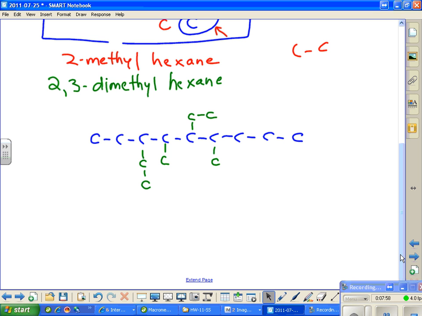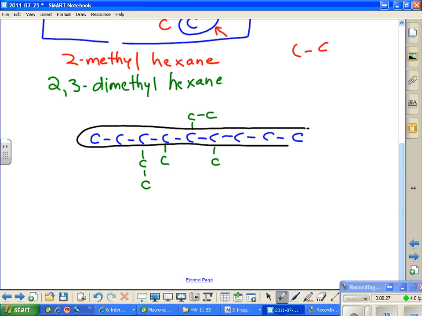Now, who's the longest chain? Who is it? Nonane. Yes, this is nonane, because non stands for 9, and there's 9 in the longest chain. So what I'm going to do is circle the longest chain.